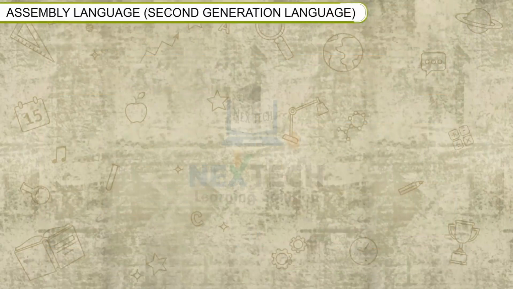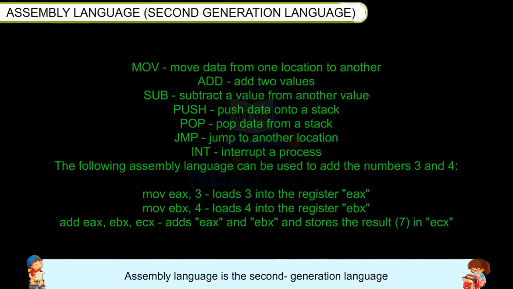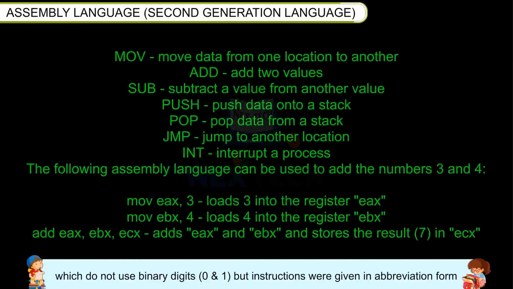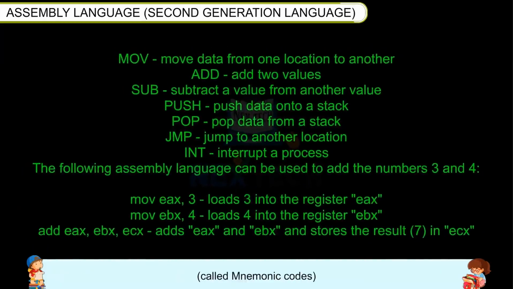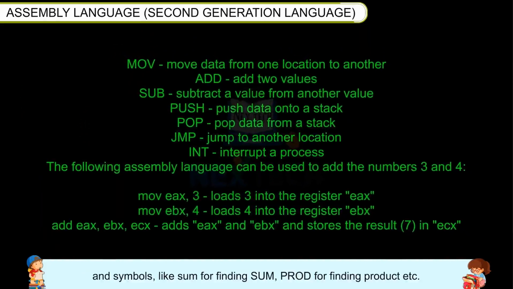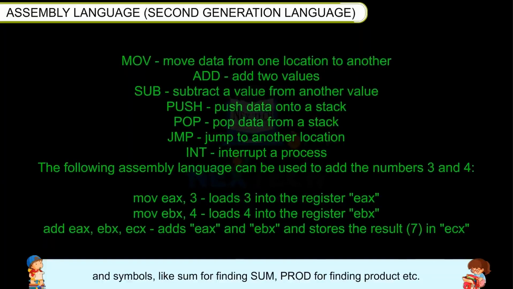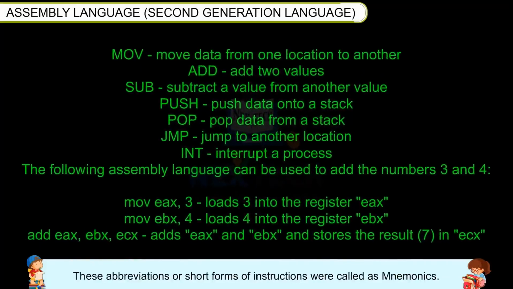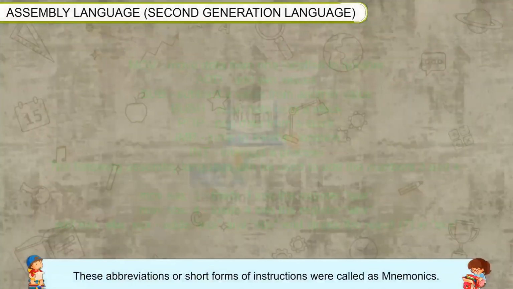Assembly language, second-generation language. Assembly language is the second-generation language that does not use binary digits 0 and 1, but instructions were given in abbreviation form called mnemonic codes and symbols like sum for finding sum, prod for finding product, etc. These abbreviations or short forms of instructions were called mnemonics.